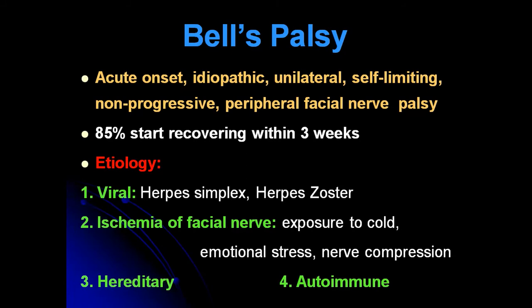So viral, ischemia, hereditary, it can be hereditary in 10%, I told you, and autoimmune also. They start recovering in 3 weeks most of the time. 95% recover, and exposure to cold, emotional stress, nerve compression, etc., all these things are the reasons. The viruses are herpes simplex, herpes zoster, and Epstein-Barr virus.